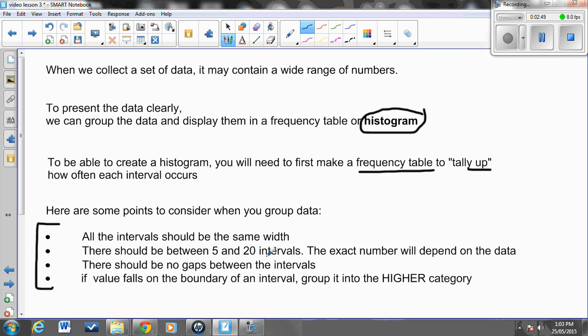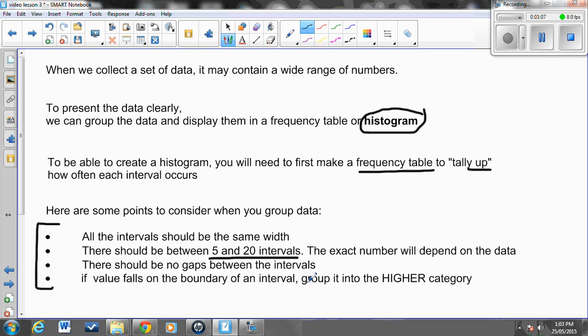When we're picking our intervals, we want to display between 5 and 20 intervals. We don't want 100 little bars on our graph. We want between 5 and 20 bars. So we'll pick ranges depending on the values. And again, that's specific to the example. There should be no gaps between your intervals.